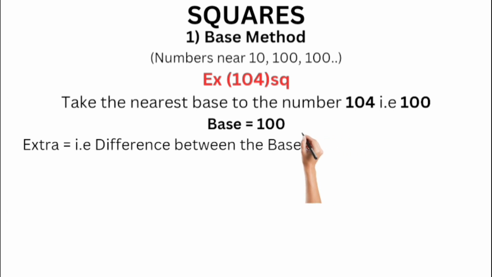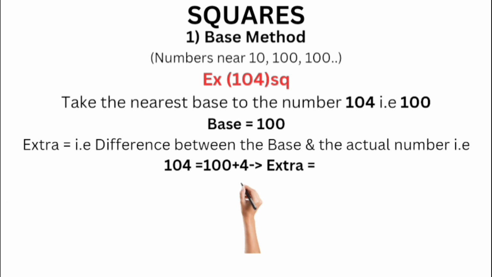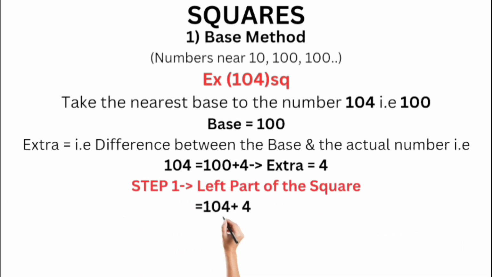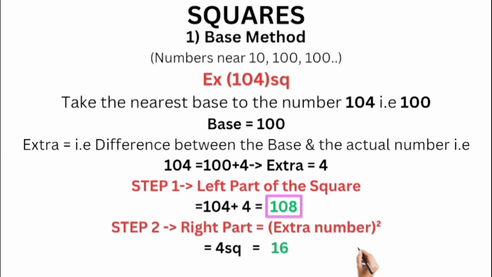Now to find the square of 104, let's first find the nearest base to the number. So the nearest base to the number 104 is 100. So here the base is 100. Now the next step will be to find the extra. Now what is extra? Extra is the difference between the actual number and the base. In other words, what will be added or subtracted to the base to get the actual number. So here it's 104. So it can be clearly seen that we need to add 4 to the base to get the actual number 104.